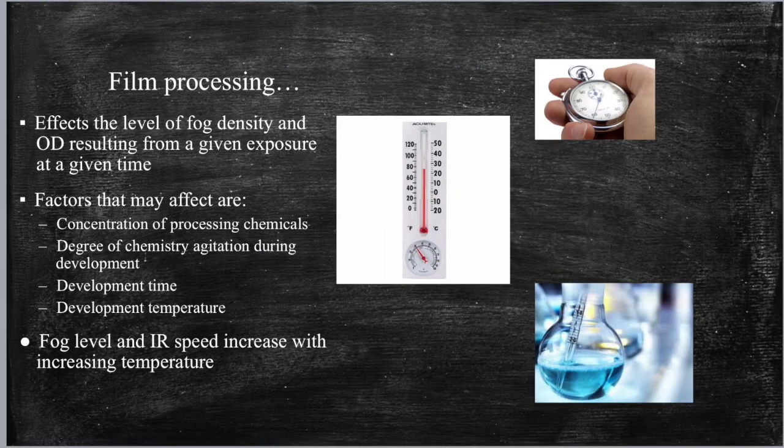Film processing. Proper processing is important because the degree of development has an effect on the level of fog density and optical density resulting from a given exposure at a given image receptor speed. Factors that may affect the finished radiograph include concentration of processing chemicals, the degree of chemistry agitation during the development time, and the development temperature. Fog level and IR speed increase with increasing temperature as well as increasing development time.